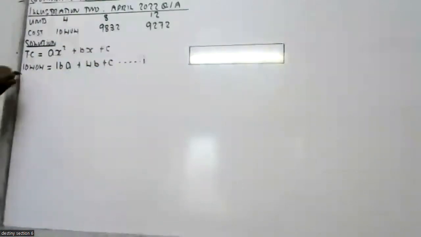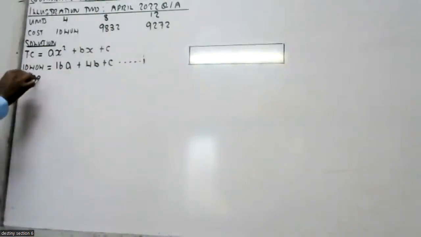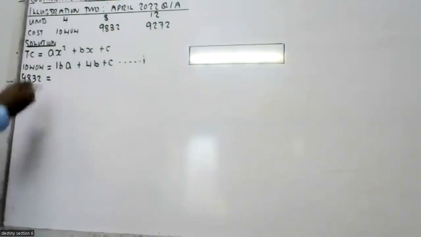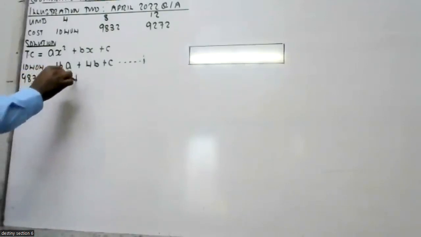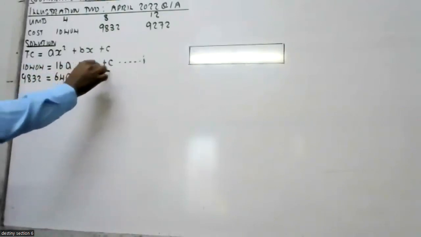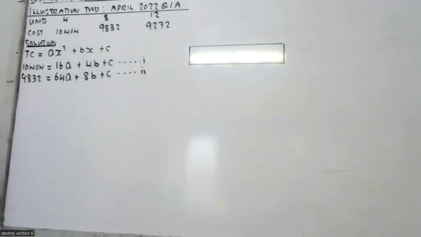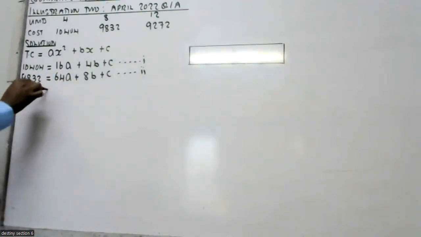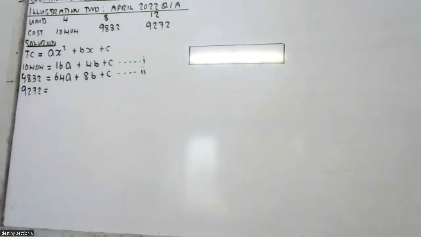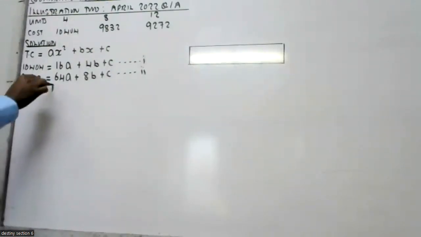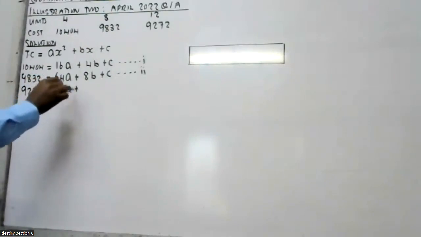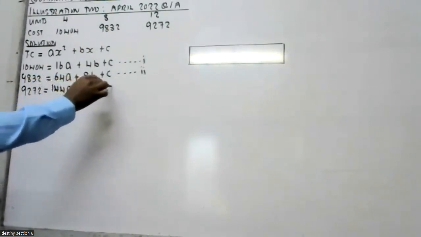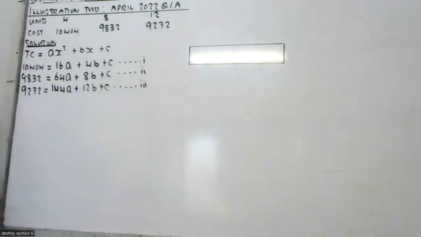98.2 is equals to 8, 8 squared is what? 64a plus 8b plus c. That is equation number 2. Then the other one, 92.72. 12 squared is what? 144a plus 12b plus c. That is equation number 3.